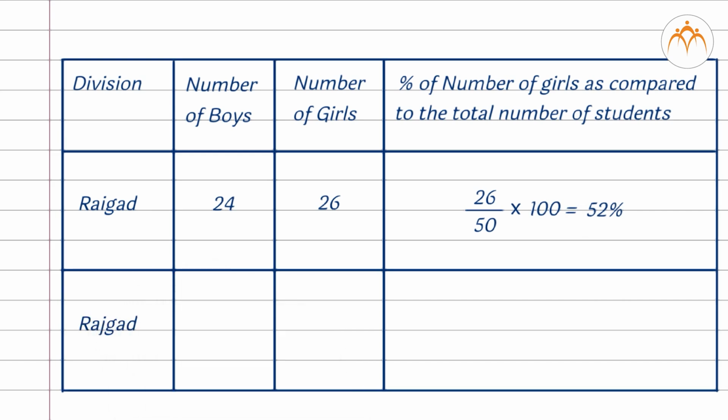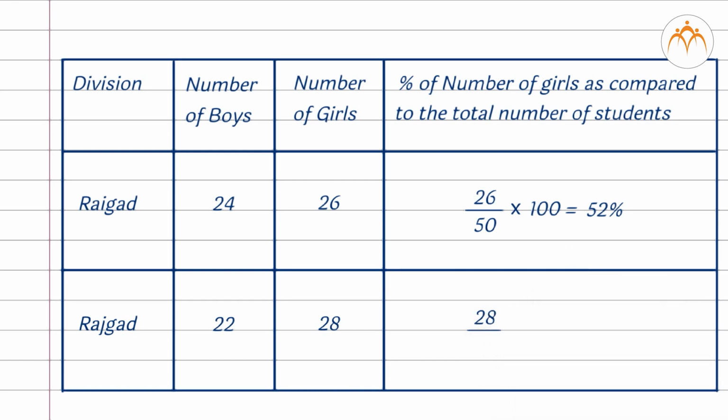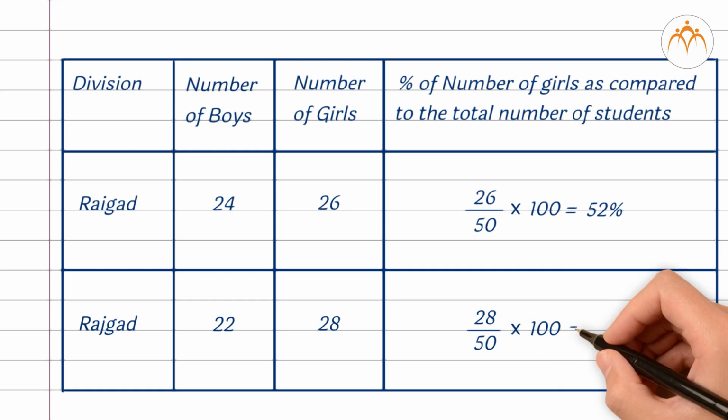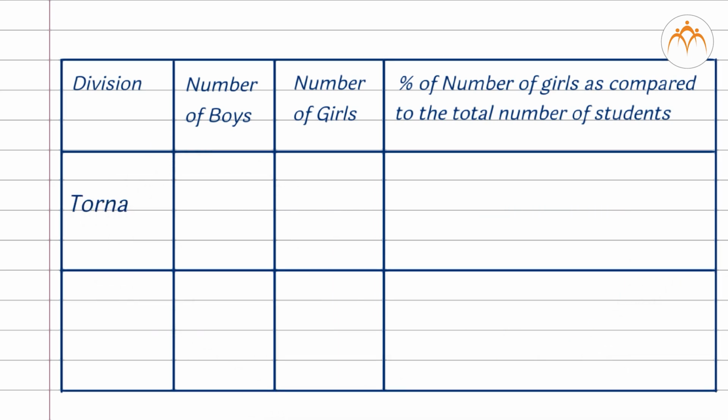Now for Rajgarh division, we have 22 boys, 28 girls. Therefore, the percentage of number of girls would be 28 divided by total 50 into 100, which gives us 56%.